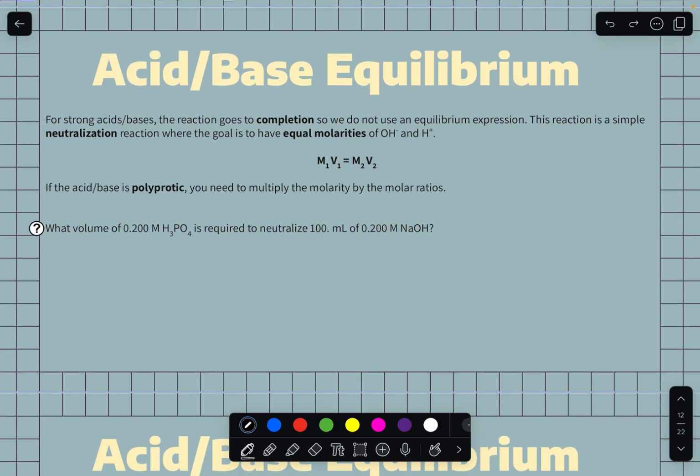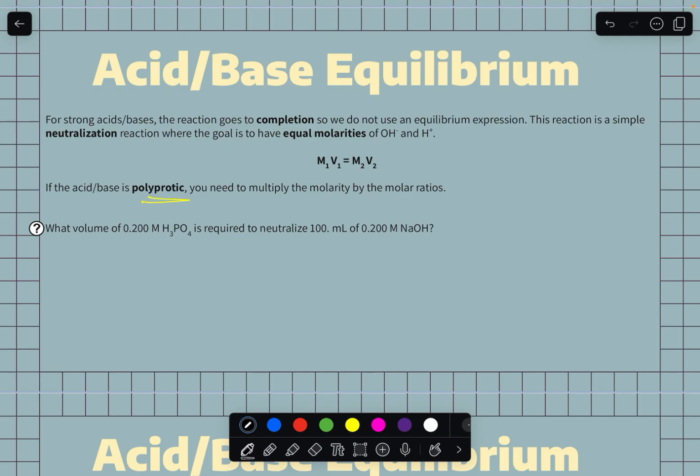Going into equilibrium, we're going to start with strong acid, strong base first. With a neutralization reaction, if you're putting an acid with a base together, we need to use this equation here to determine an unknown molarity. If something is polyprotic, you multiply the molarity by the molar ratio. So if you have H2PO4, you're going to multiply the molarity by 2 there. We'll see that down here in this example.